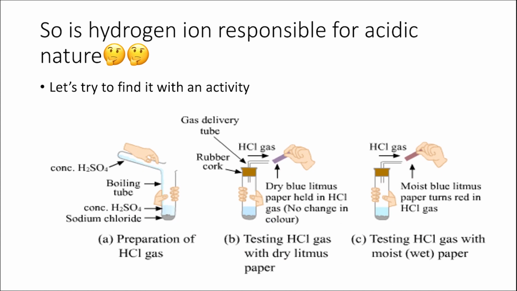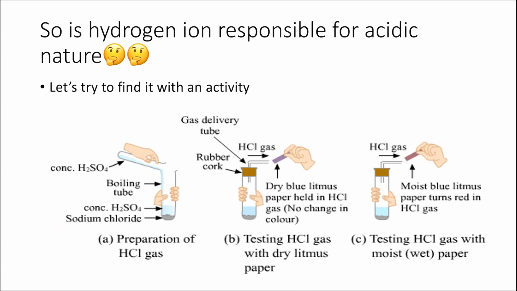In this activity, we'll first look at picture number A. In the first picture, what you can see is the preparation of HCl gas. For preparing HCl gas, we take a dry test tube and in it we put some sodium chloride, NaCl. To this sodium chloride, we are going to add a few drops of concentrated H2SO4. A reaction takes place between these two, and let us look at what that particular reaction is.